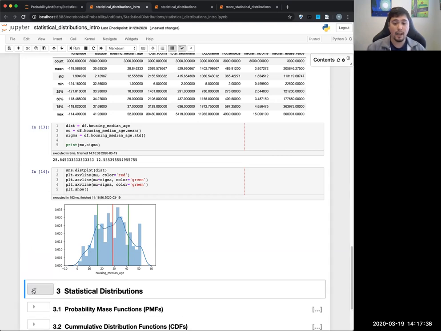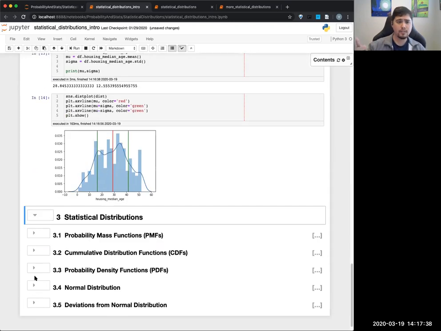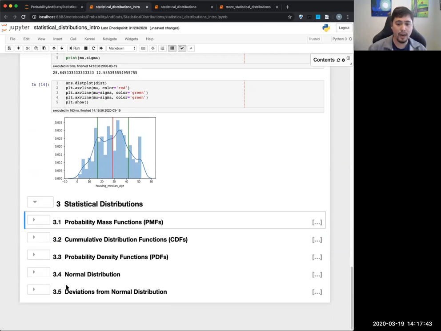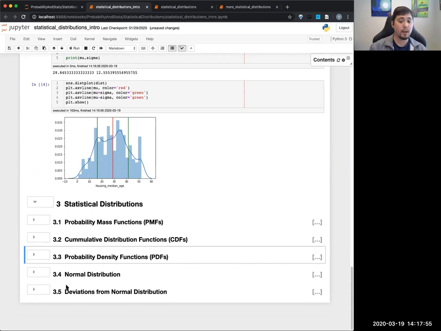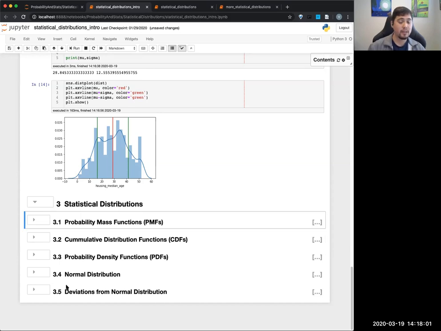And of course, as usual, stop me if you have questions or a comment you want to throw in. So, statistical distributions. We're going to go through a few different versions of what this is. We're going to start with probability mass functions, then go into cumulative distribution functions, or CDFs, and then PDFs, which are probability density functions. These two tend to be much more common than the probability mass function, mostly because the probability mass function, we'll see, is more discrete.